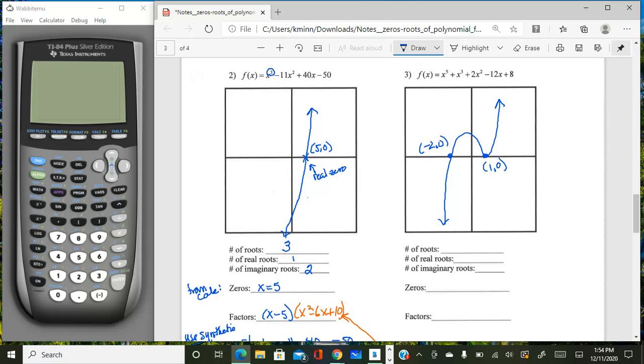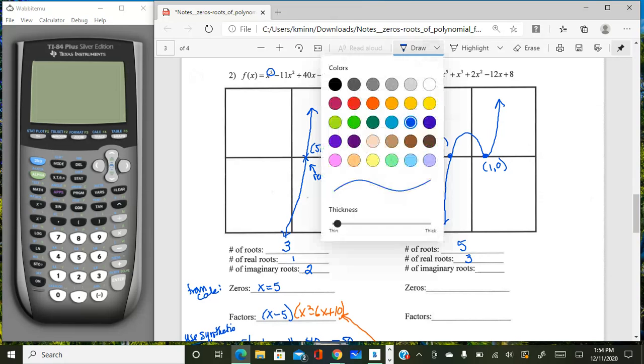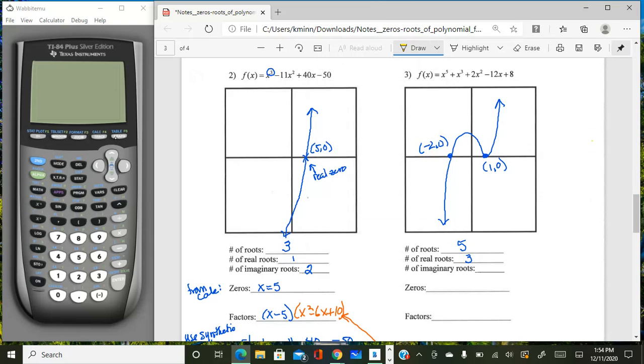The degree of this polynomial is 5, so the number of roots we have is 5. The number of real roots is 3. Why is it 3? Because this one here has a multiplicity of 2. It is tangent to the x-axis. It counts twice. So 1 is counting twice, and negative 2 is counting once. We call that number the multiplicity, and we call that a double root. What's left over? We end up with 2 imaginary roots.